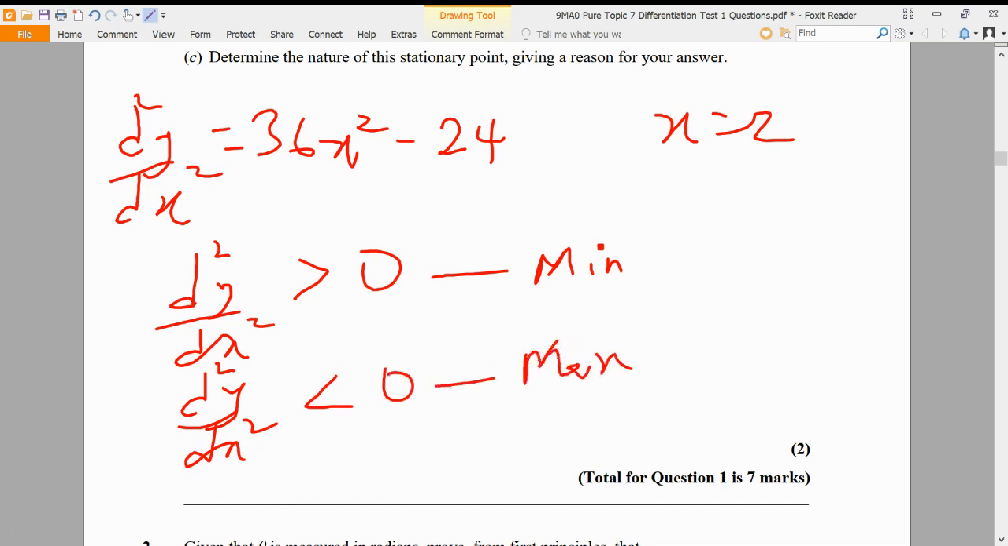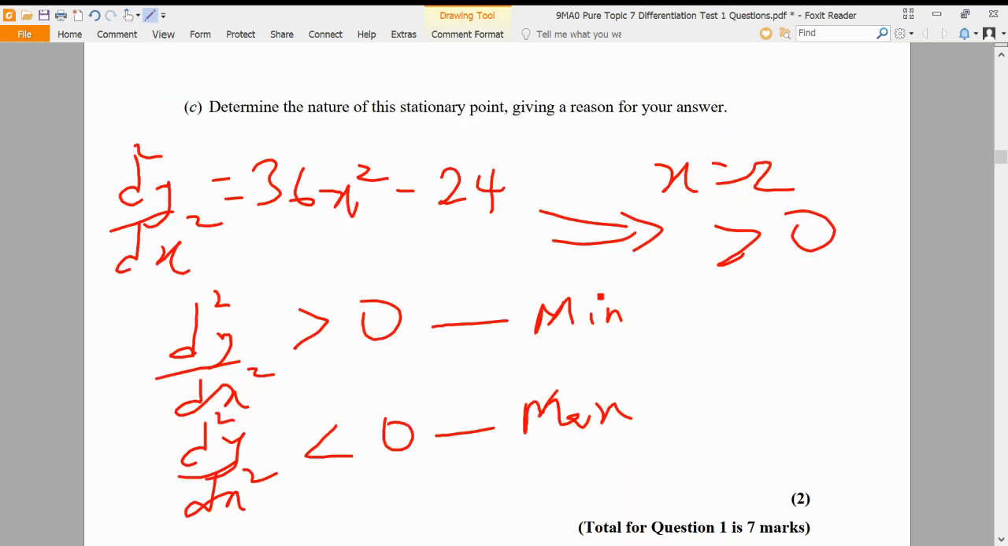So from this part, if you substitute 2 into this, 2 squared is what? 4. Obviously, you will see that d2y dx squared is greater than 0. From this, by the time you substitute 2, you will get a number that will be greater than 0. So which means it's going to be a minimum point. Now, it says determine the nature of this stationary point. The stationary point x is equal to 2 is a minimum point.